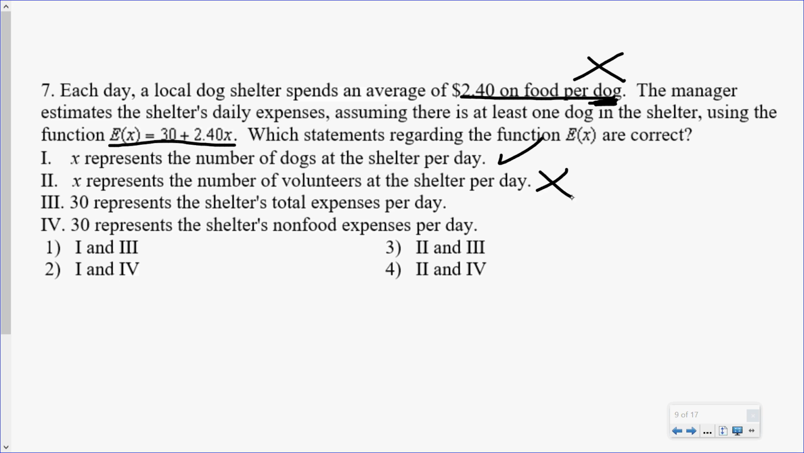Again, the variable represents whatever the per is. If it's per dog, then the variable represents the dog. 30 represents the shelter's total expenses per day. 30 represents the shelter's non-food expenses per day. So this is where it's a little tricky. 240x, that's how much they're spending on the food. So 30 is separate from that. So 30 represents the shelter's non-food expenses. The total expenses is E of X. So 1 and 4 would be the answer.